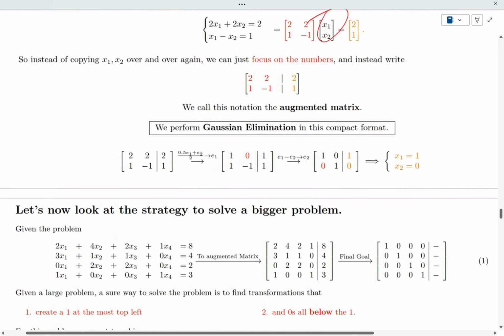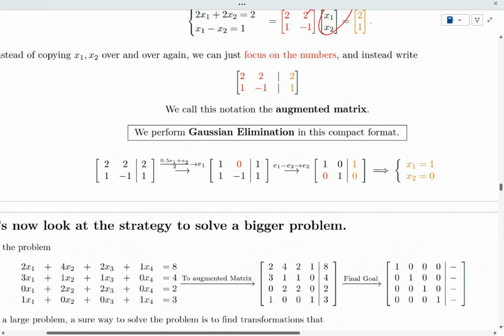So over here, for example, we perform Gaussian elimination. We basically take half of E1 plus E2 and give that to E1. And then we take E1 minus E2, so this one minus this, which gives us a new E2. And as a result, we now know exactly what the solution is.